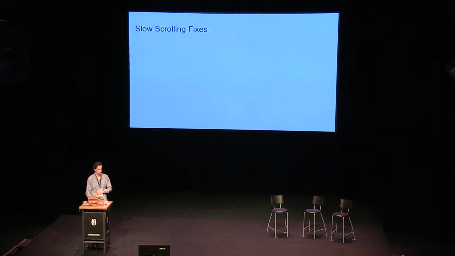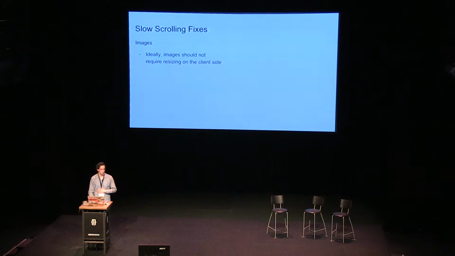So a few fixes for that slow scrolling. The images, this is an obvious one. Ideally, the images should not require resizing on the device. This may be unavoidable, but you can always get them down to the largest device that you wish to support. You can crop to fit the use case exactly. I work at Adobe. You can use Photoshop for this if you want, but you can actually just use some free tools as well.